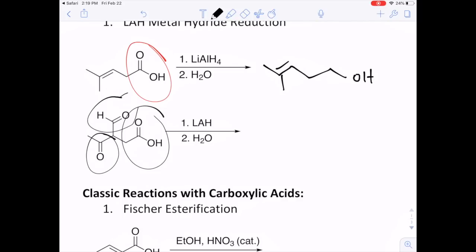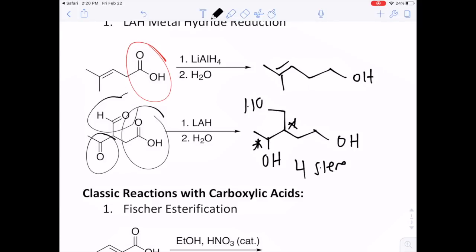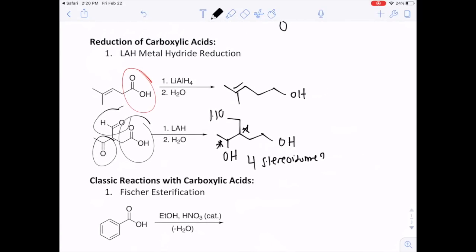So if I were to draw in the carbon count, 1, 2, 3, 4, 5, we'd have that primary alcohol over here from the carboxylic acid. We would have a secondary alcohol over here, which is racemic at that position, so you need to draw wedge dash configuration. And at this position, you would have another primary alcohol, and that is also another chiral center. Just make sure that you would have 4 stereoisomers for this one. All right, so that is a lithium aluminum hydride reduction for carboxylic acids.